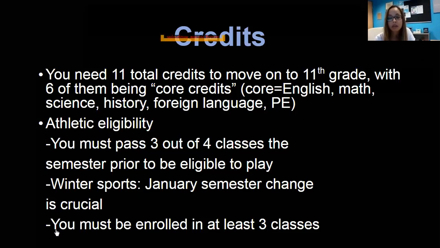And then in terms of athletic eligibility, just so you know, you need to pass 3 out of 4 classes a semester prior to being eligible to play. For winter sports, the January semester change is crucial, so just keep that in mind. You must be eligible the first semester to try out and start playing, but you might then become ineligible once we switch over to second semester due to first semester final grades. And then you also need to be enrolled in at least 3 classes during the time that you're going to be playing a winter sport.